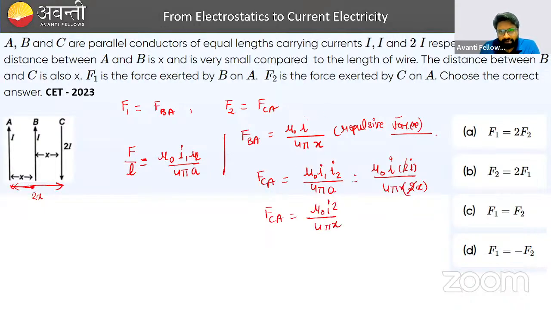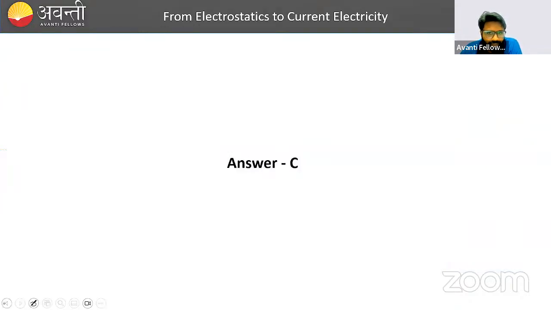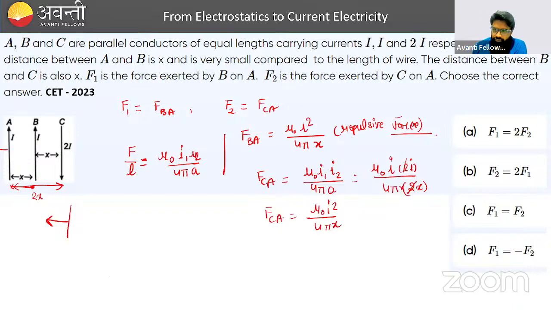And this is also similar, mu naught I square upon 4 pi x. So both the forces are equal in magnitude. Now let's check the direction. F1 is the force exerted by B on A, so wire A is getting repelled. In a similar way, F2 is the force exerted by C on A, so this will be attracting in nature. Clear? So what is the magnitude of both? Same. So F1 is equal to F2.